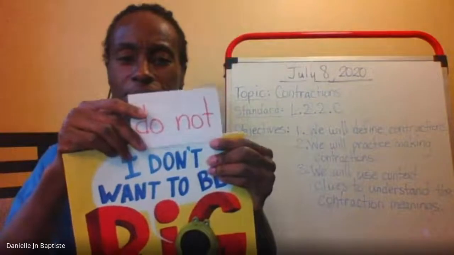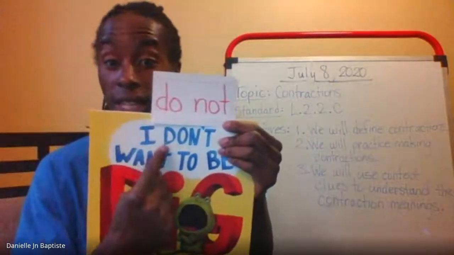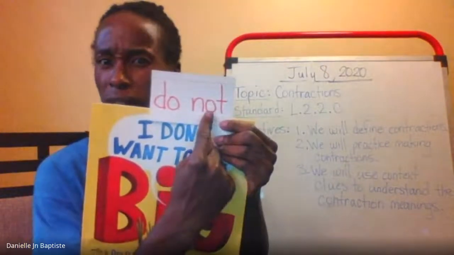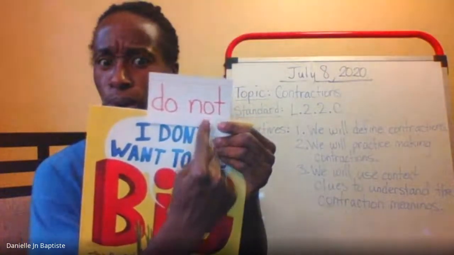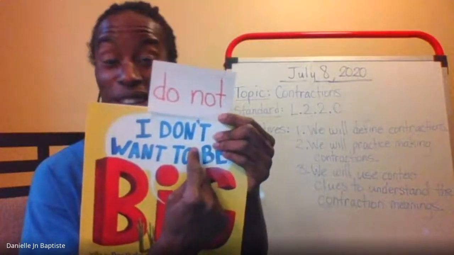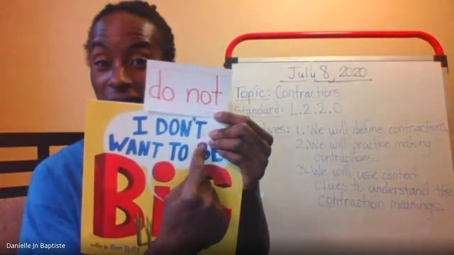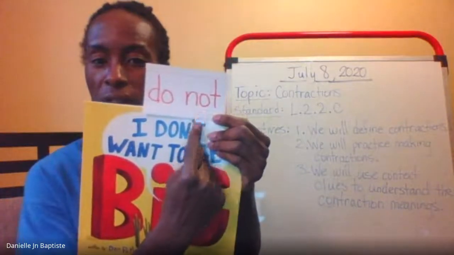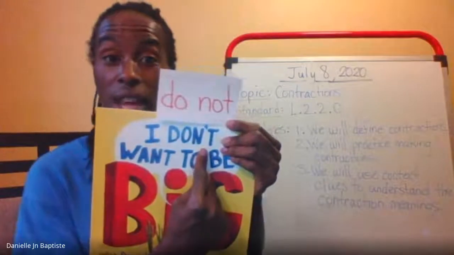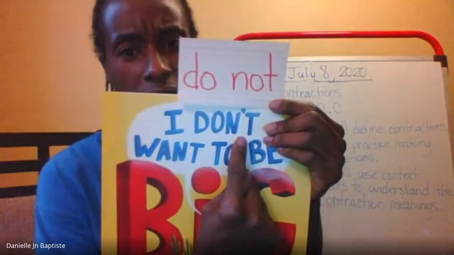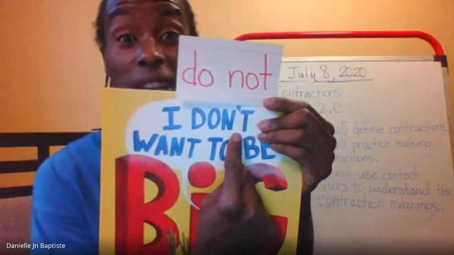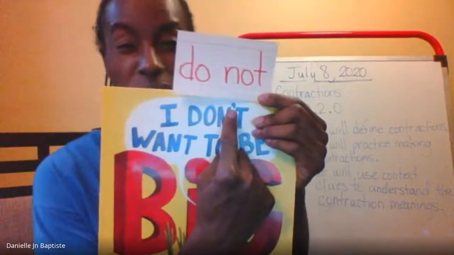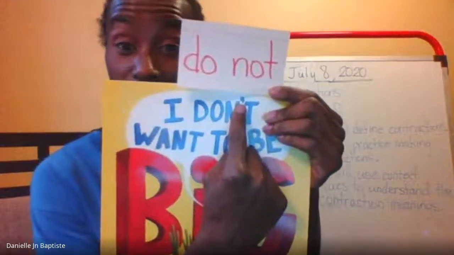Why not? They both have a D. They both have an O. They both have an N. Do they both have a second O? No, they don't. Do they both have a T? Yes, they do. Now, the second O should be right here in the contraction. But as you can see, it's missing. But something took its place. That little mark right there took its place.